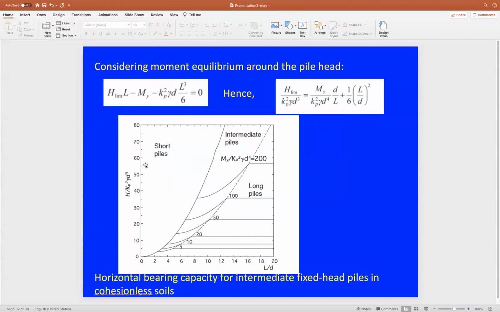And for the intermediate pile failure scenario, you can use this chart as well to find what's the value of H ultimate by finding the value of L over D on the x-axis and the value of My over this term on the curved lines here. And these are the values of My over this term, 200, 150, 200. If you have a value in between, you need to interpolate between these two curves to find the appropriate values on the y-axis of this term here to work out the value of H ultimate.